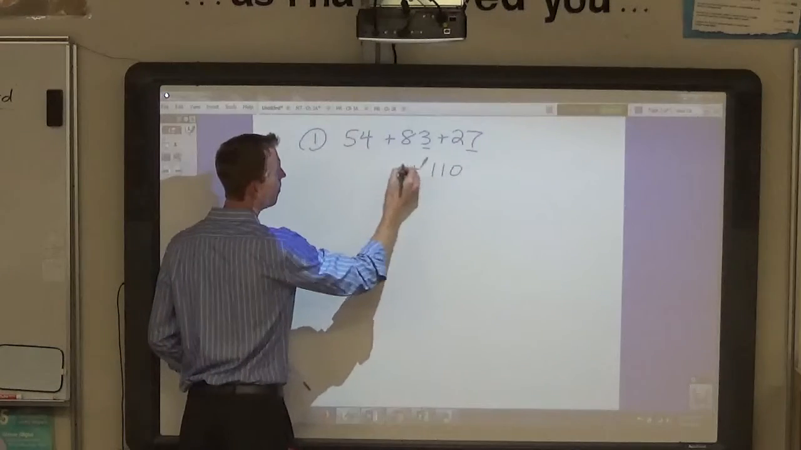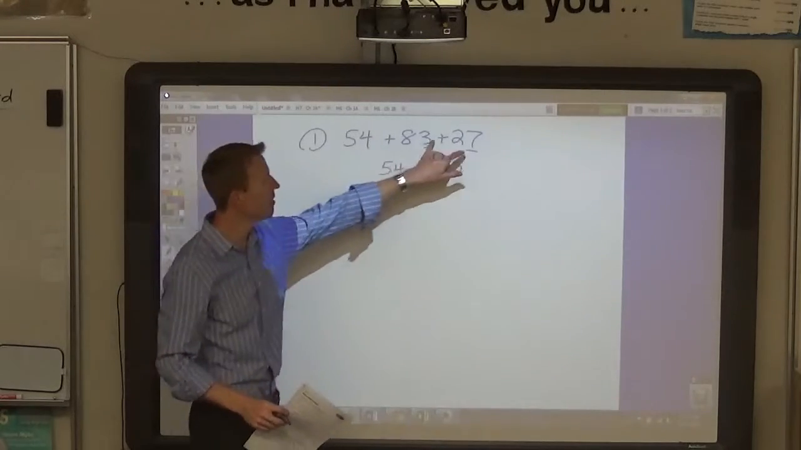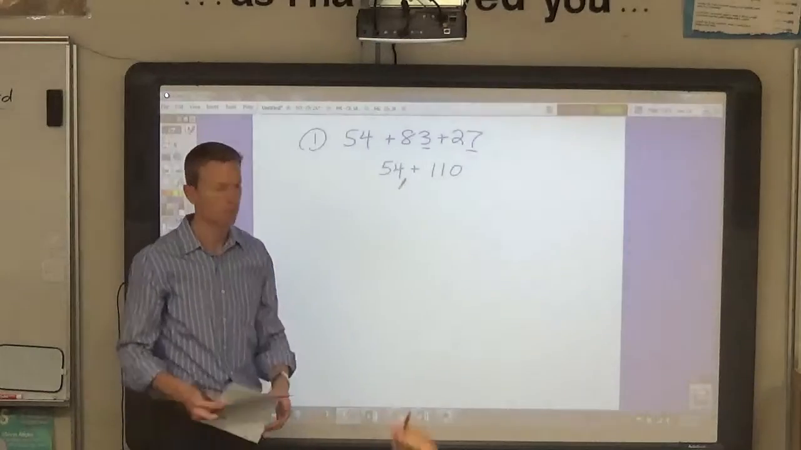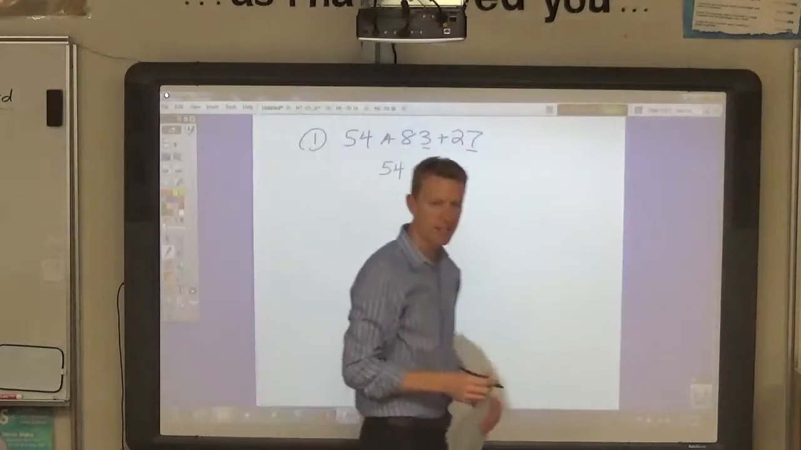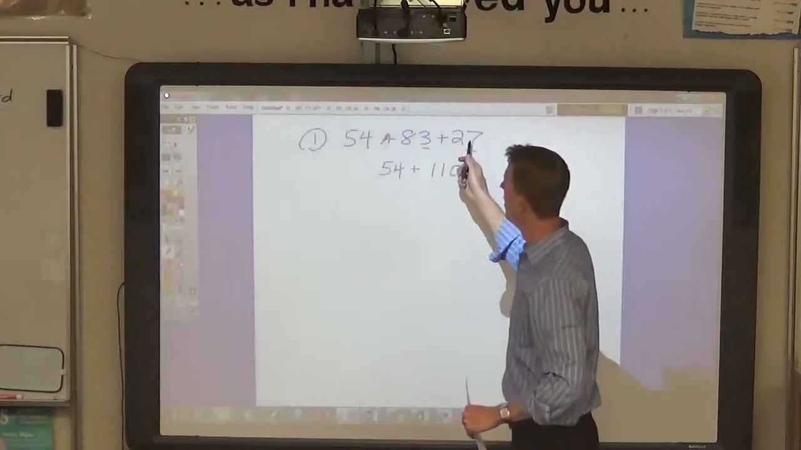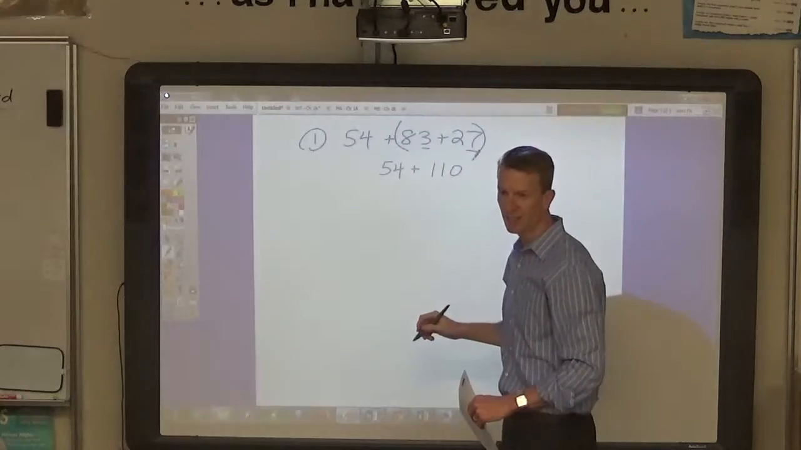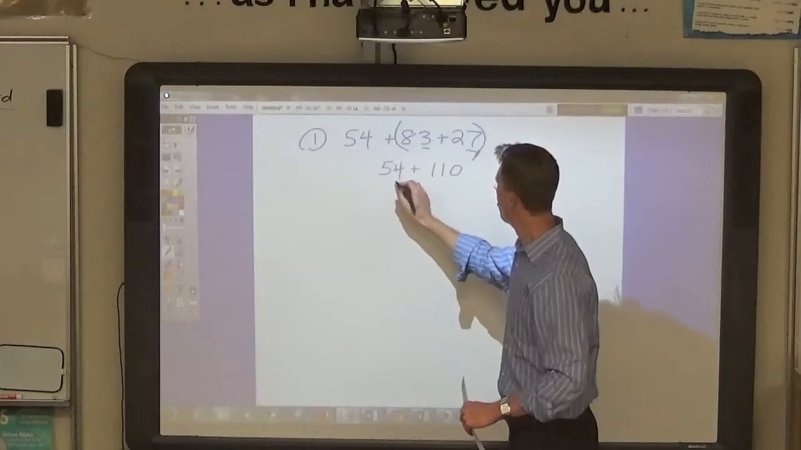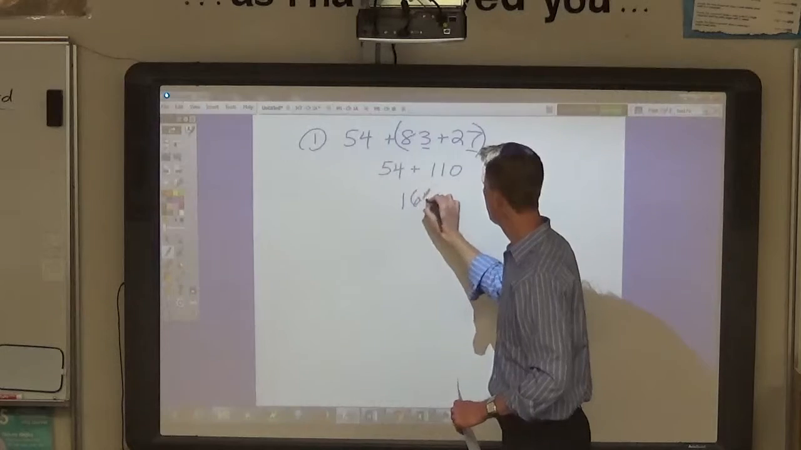And then add 54. And why can we do that? Why can we add these first instead of going across? Because this is all addition, no matter what there is. Right. Do you know what property that is? Jacob? It's actually the ones with the parentheses. Associative. Associative, yep. So this is 164.